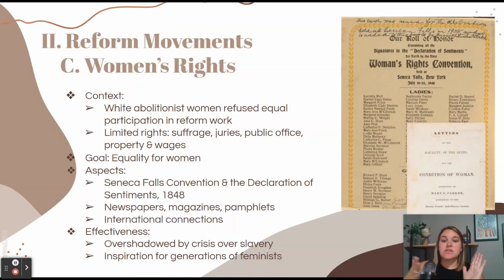Effectiveness. The convention happens in 1848, and as we know, the Civil War begins in 1860. And so, really, the movement isn't very effective in period 4. If we're thinking about how effective the women's rights movement was up to 1848, well, not really, because it had the first convention by 1848. So, it's overshadowed by the crisis over slavery. However, this convention and their eventual work is an inspiration for generations of feminists and future women's rights groups.